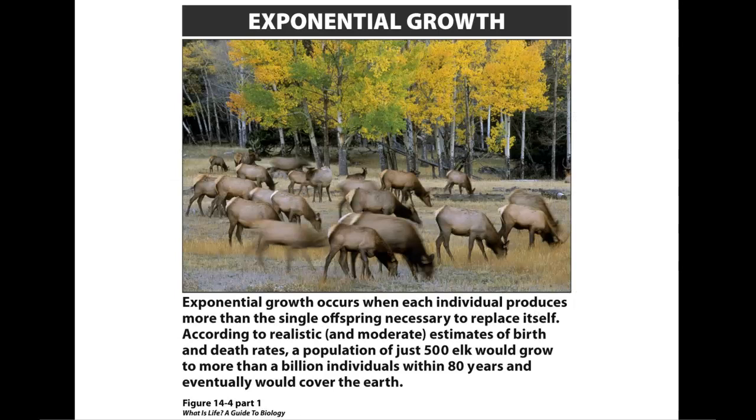So exponential growth, like we said, occurs when each individual produces more than a single offspring necessary to replace itself. According to realistic and moderate estimates of birth and death rates, a population of just 500 elk would grow to more than 1 billion individuals within 80 years and eventually would cover the earth.